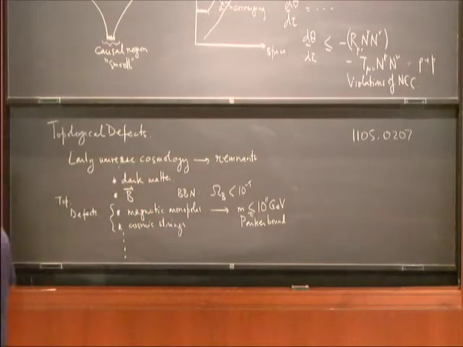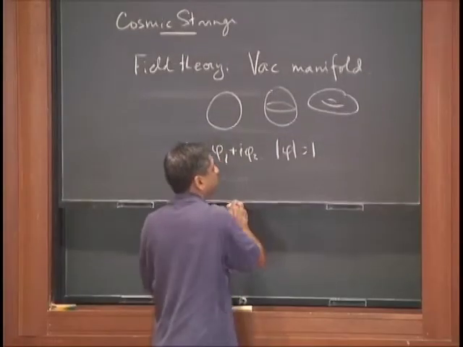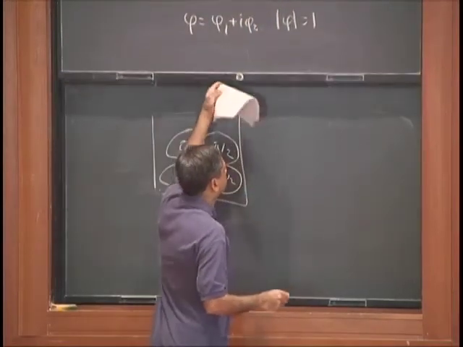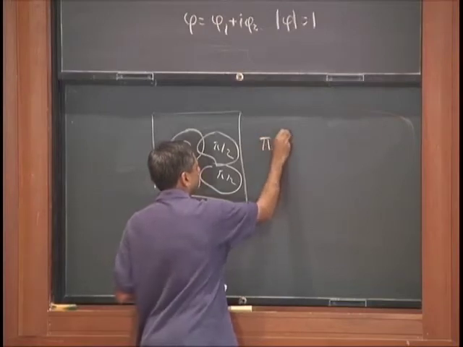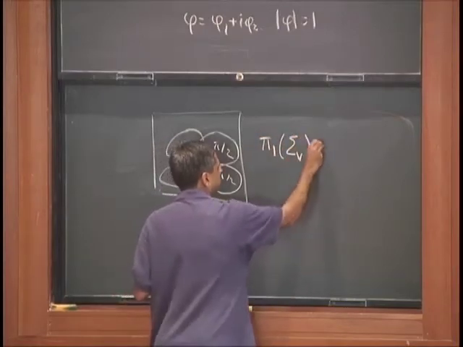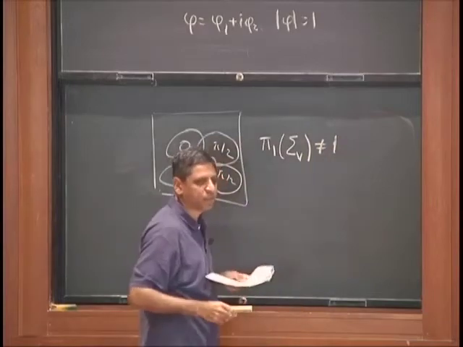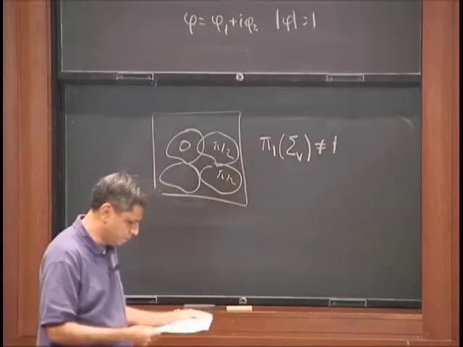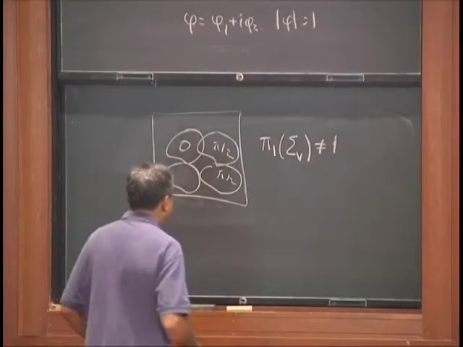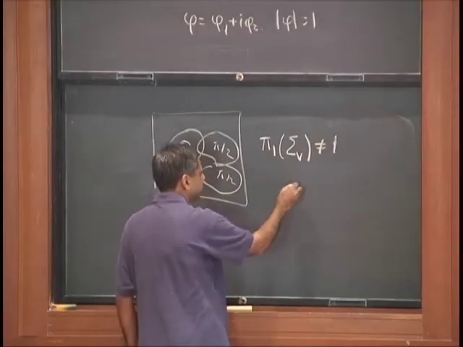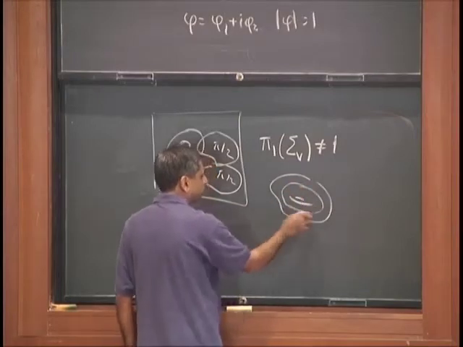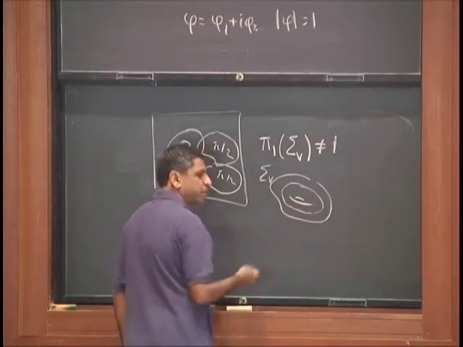The kind of vacuum we're interested in, let's call this vacuum manifold sigma sub vacuum. What we want is that pi 1 of the vacuum manifold be non-trivial. Pi 1 is the first homotopy group. It basically means that there should be paths on the vacuum manifold that cannot be shrunk to a point.